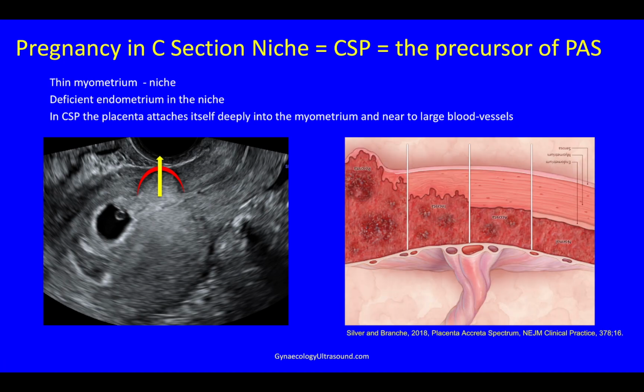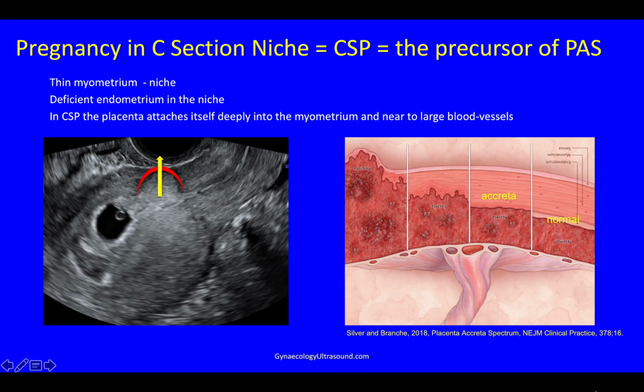And in this beautiful diagram from Silver, you can see that the placenta would normally implant onto some decidua that keeps it away from the myometrium, but where you don't have any decidua in the case of a niche, the placenta can implant straight onto myometrium or into it or through it onto the serosa, and the degree is probably dependent on how thin the residual myometrial thickness is.